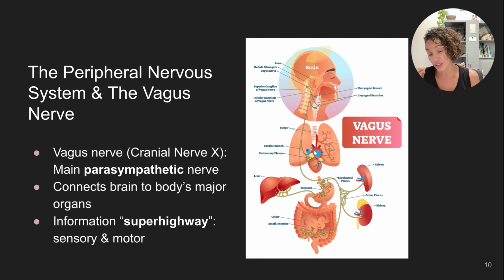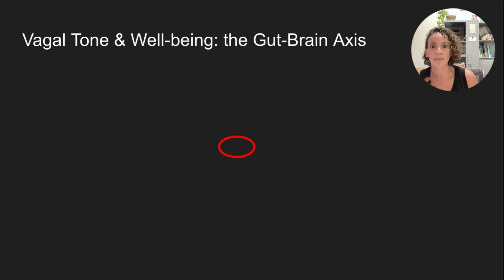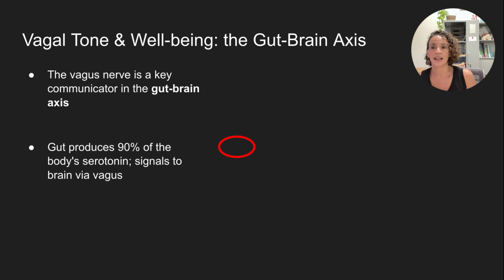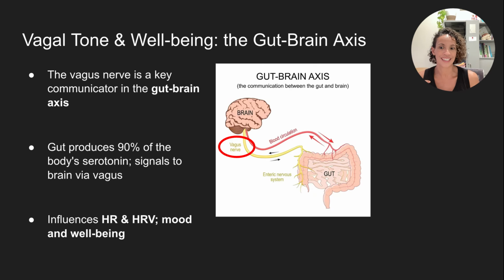Most of its fibers are sensory nerve fibers, bringing in sensation. Let's say when you eat a lot and your stomach is distended, that mechanoreceptor on the vagus nerve tells your brain, I'm full, right? But about 80% of its fibers are also motor fibers, allowing the brain to control, let's say, a heartbeat, for example. And so it is a key communicator in the gut-brain axis. The gut produces about 90% of the neurotransmitter serotonin in your body, and this is communicated to the brain via the vagus nerve.